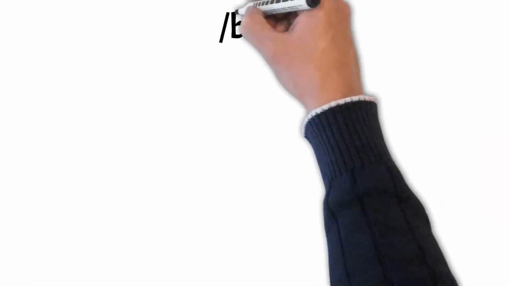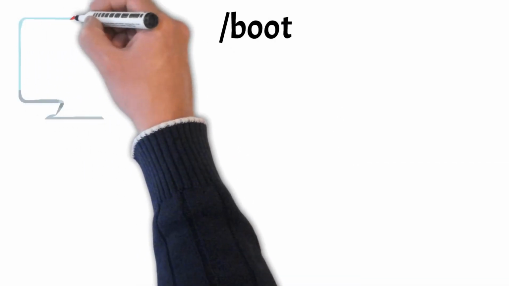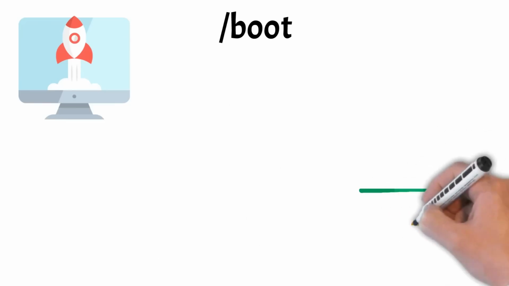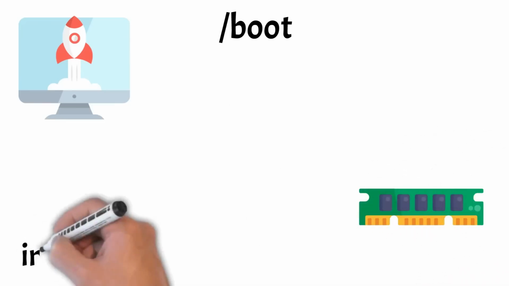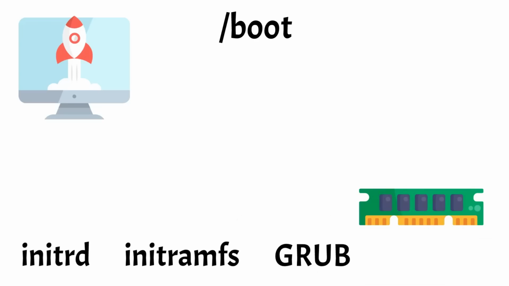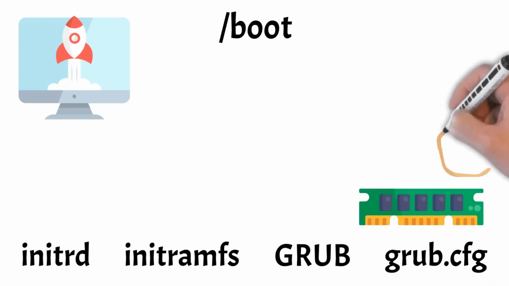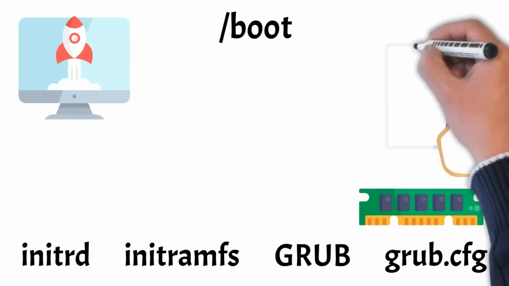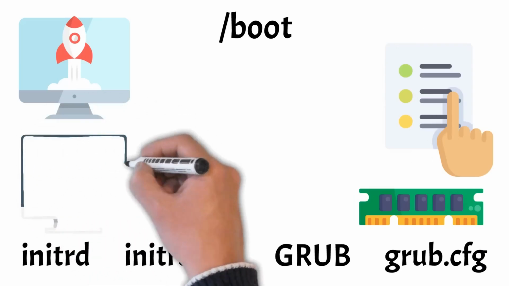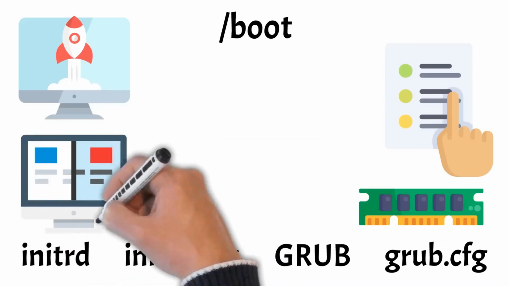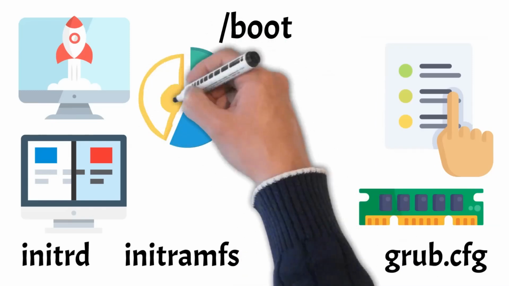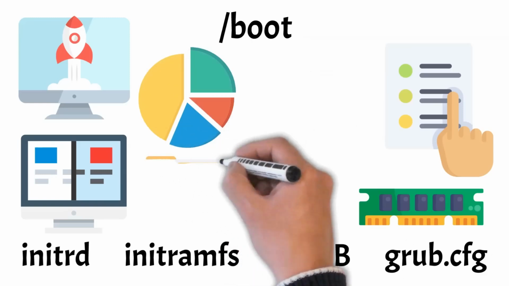Next, let's take a look at the boot directory. This folder contains all the files your system needs to boot up, like the Linux kernel, initial RAM disk, initrd or initramfs, and the grub bootloader files. One important file here is grub.cfg, which tells the system how to load the operating system. In some setups, especially in dual boot systems or when disk encryption is used, boot might even be placed on its own separate partition to ensure it stays accessible during startup.